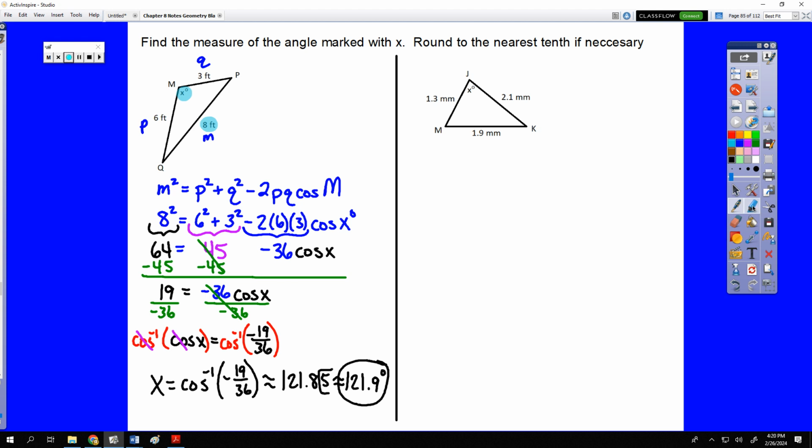All right, on to the next one. We have angle J is what we're being asked to find. So little j, which is the opposite side, should be by itself. Little m and little k will be on the other side of our equation. So we have little j squared equals little m squared plus little k squared minus 2 times m times k times the cosine of angle j.